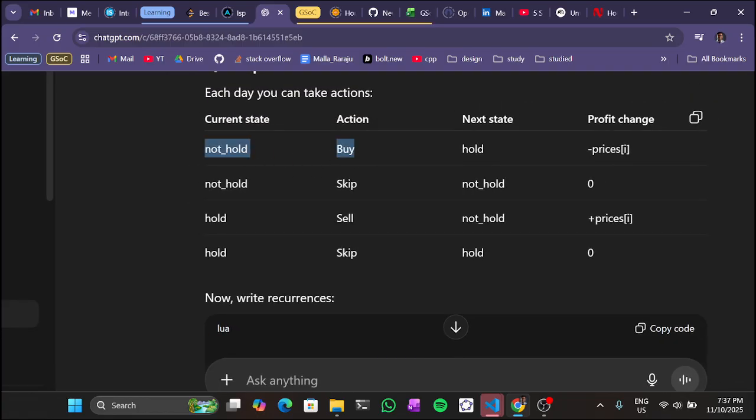Current state not hold, then you can buy. Hold, not hold, skip, not hold, 0, hold, sell, not hold, hold, skip, hold, 0.